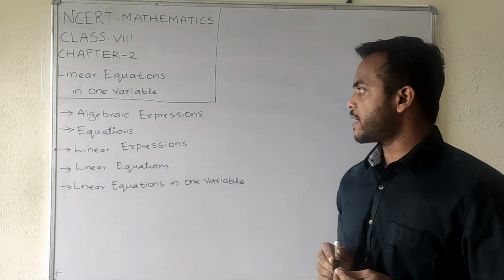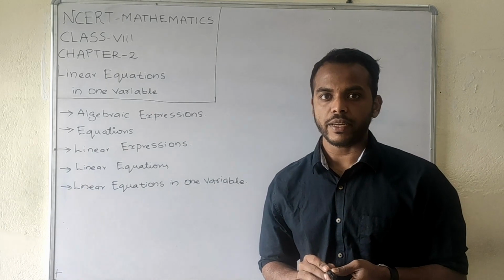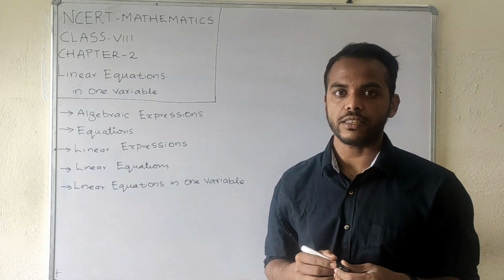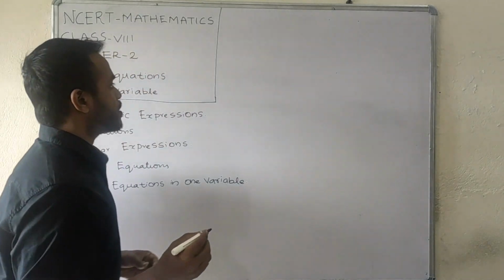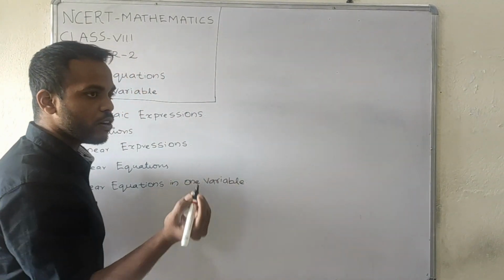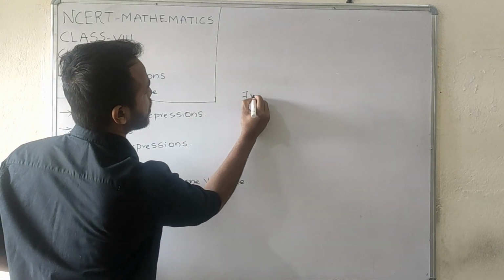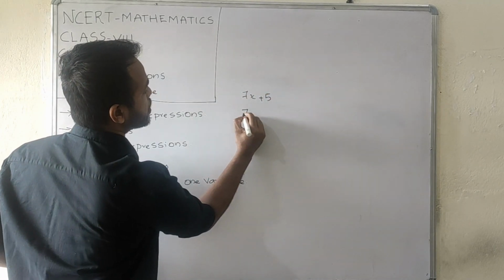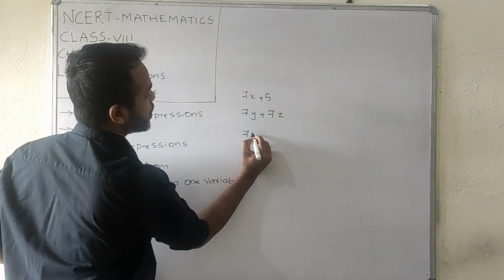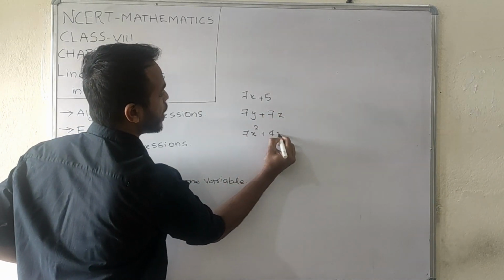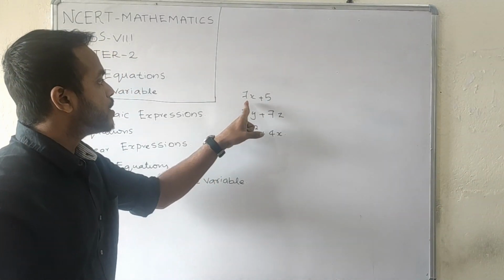What is an algebraic expression? An algebraic expression is simply a mathematical statement that involves variables and literals. In fact, variables and numbers. For example, we have seen a lot of mathematical statements or simply algebraic terms like 7x plus 5, 7y plus 7z, 7x square plus 4x. All these are expressions.